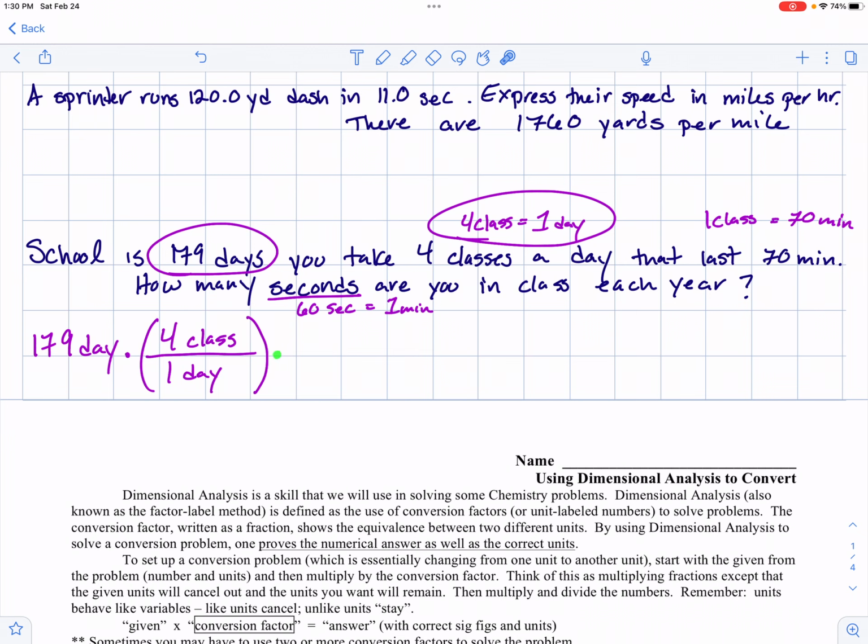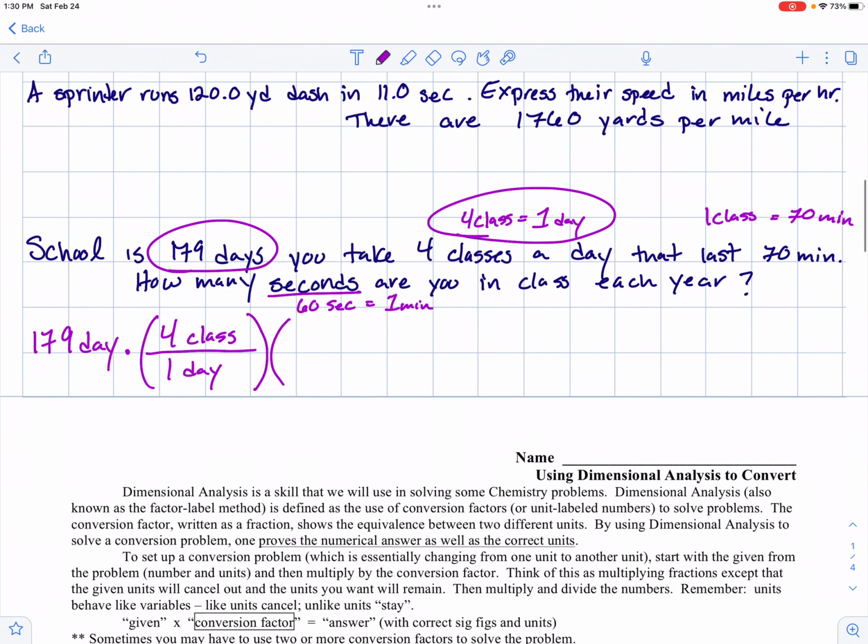Okay, then we want to know, if you are spending those 179 days of school that you have, and you have 716 classes altogether, and you spend 70 minutes in each class, how many minutes are we spending in class? So we're going to go into minutes. So we know that 1 class is equivalent to 70 minutes. So we've gotten out of days, we've gotten out of classes, and now we're into minutes.